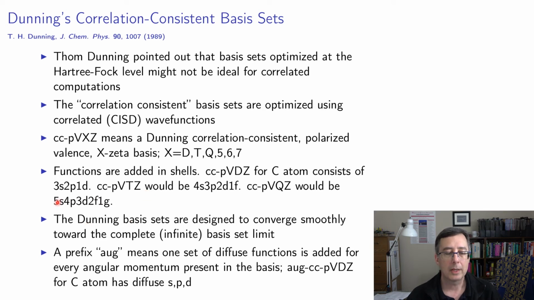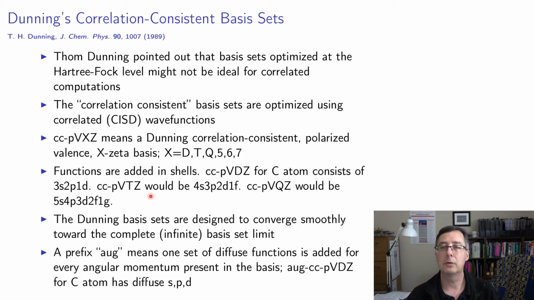Now, do they always have this 5, 4, 3, 2, 1 structure? No. It depends on the element you're looking at and whether you added diffuse functions or not. And there are some other things that go into this, so don't let me overly convince you that it must always exactly follow this pattern. But this is just the general idea of the shell structure.